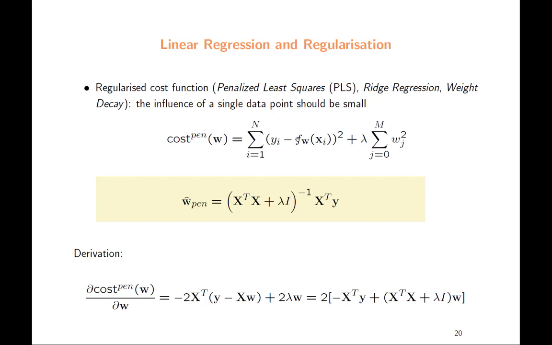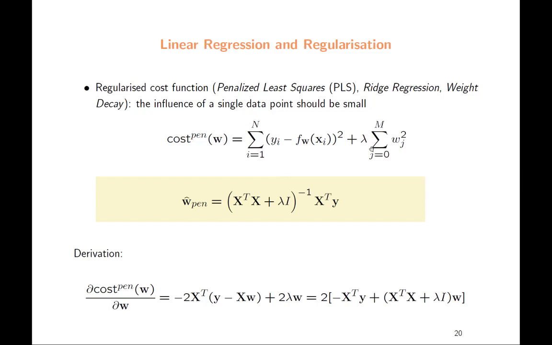And the idea is also that the influence of a single data point should be small. So what we are doing is we're changing the cost function. We are minimizing the square of the difference between the prediction and the target, as before. But now we also say we want to have a small sum of weights to the power of 2. And here's some parameter we have to choose, some lambda, some positive number larger than 0. And later we'll discuss how we get this lambda.